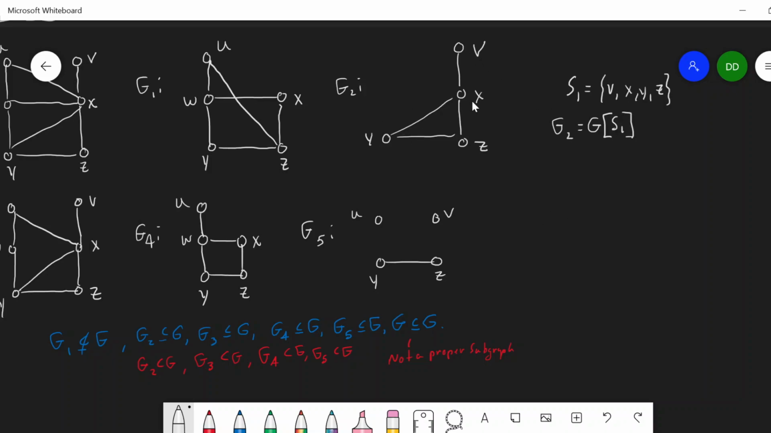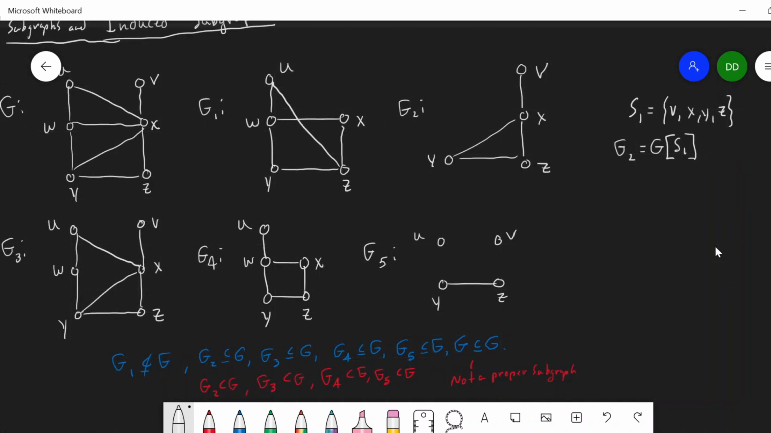So I'm picking these vertices V, X, Y, and Z, and I'll only include the edges between these vertices if they also appear in G. So with this selection of vertices, I'll mark those here. Notice if I just pluck out these vertices of G and don't break any edges between those vertices, what I'll end up with is exactly G2. That's what it means for G2 to be a vertex-induced subgraph, or just an induced subgraph, of G. And that's written like this, where we specify the vertices.